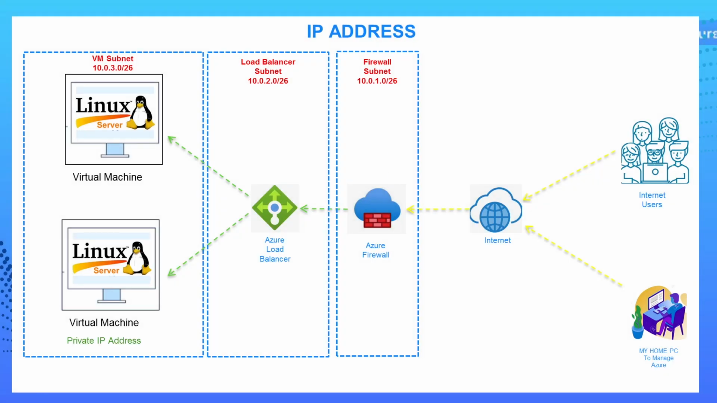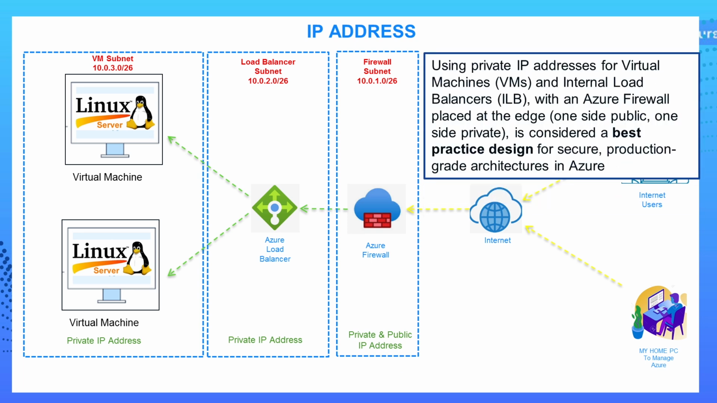Let's look at the IP addressing. The VM servers and the load balancer will use private IP addresses only. The Azure firewall will sit at the edge with two interfaces, a private interface facing the internal load balancer and a public interface facing the end user. Using private addresses for virtual machines behind an internal load balancer and an edge firewall is the best practice for a secure production grade architecture in Azure.